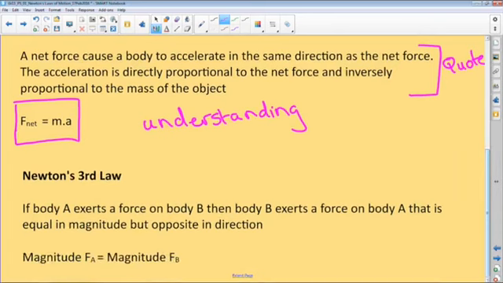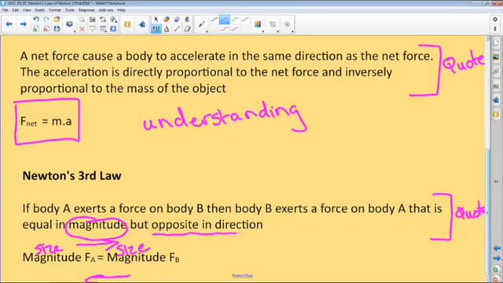Then Newton's third law. If body A exerts a force on body B, then body B exerts a force on body A that is equal in magnitude, remember we said magnitude was size, but opposite in direction. So again, that is what we need to memorize or quote. And what do we have down here at the bottom? Its magnitude. In other words, the size of force A must equal the size of force B. The difference is one is in that direction and the other one is in the opposite direction. So the size is the same, but the directions are opposite.